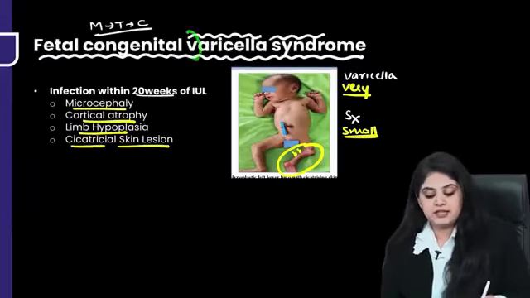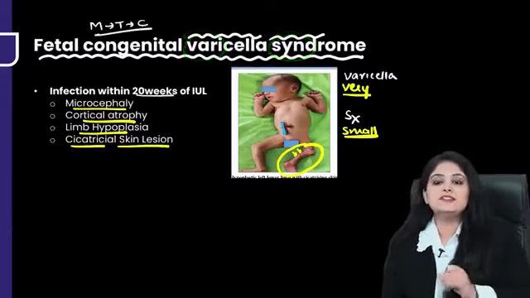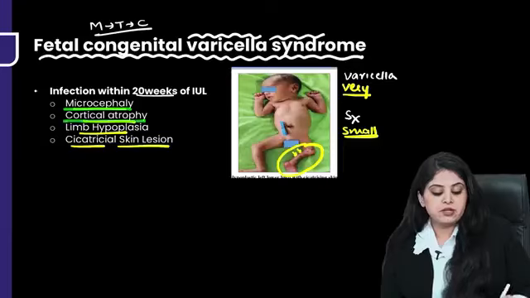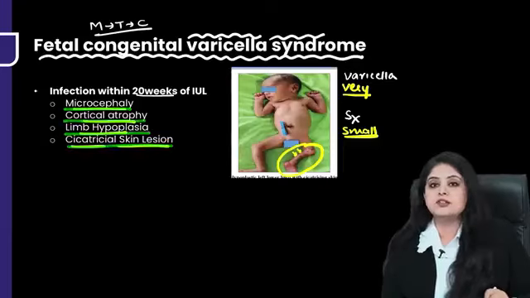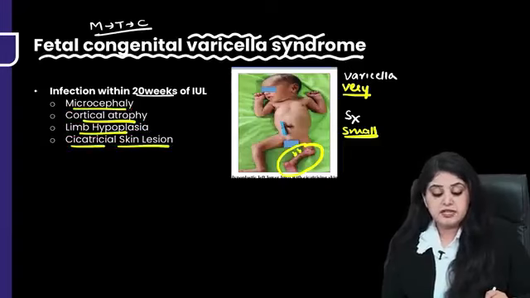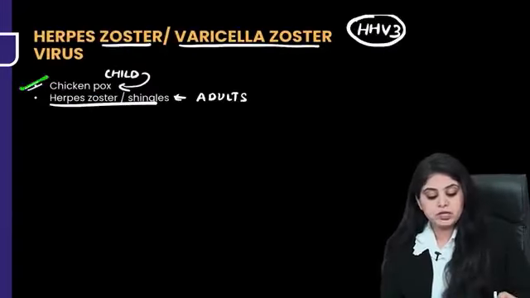So repeating, in varicella syndrome, everything is becoming very, very small. What is that? Microcephaly, cortical atrophy, limb hypoplasia, cicatricial skin lesions. And that definitely wraps up the childhood problem of chickenpox.